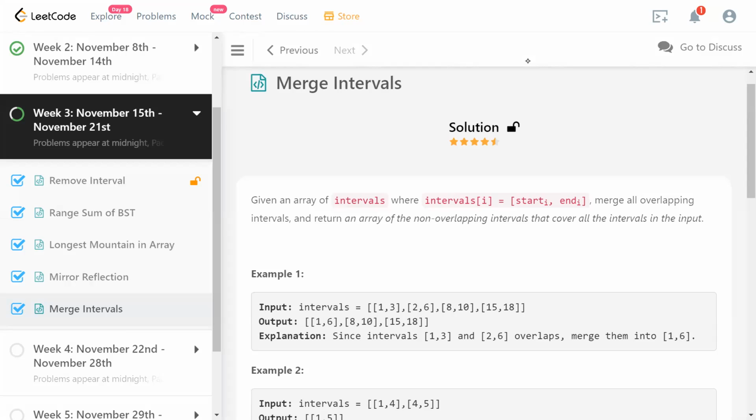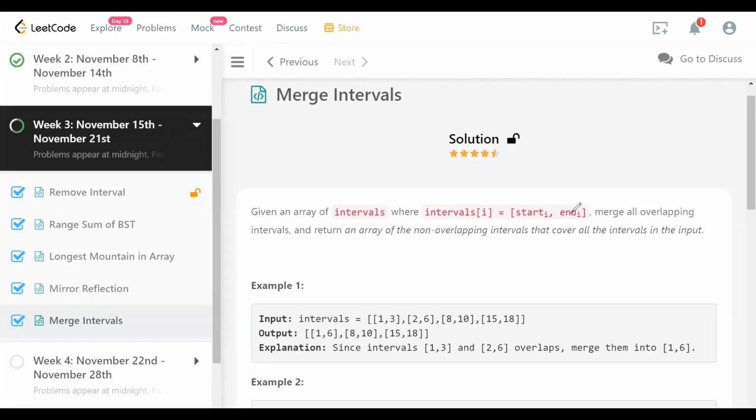The problem definition is we have a bunch of intervals. An interval is indicated by a starting timestamp and an ending timestamp. We need to merge the overlapping intervals. That's how we create a new set of intervals which covers the same time, but overlapping intervals are clubbed or merged into one single interval. If you take the first example, we have four intervals in the input.